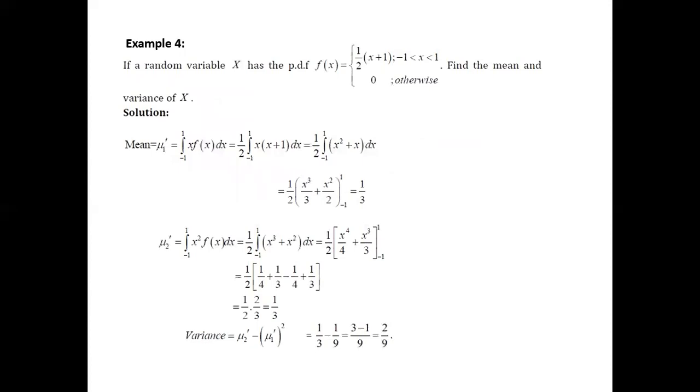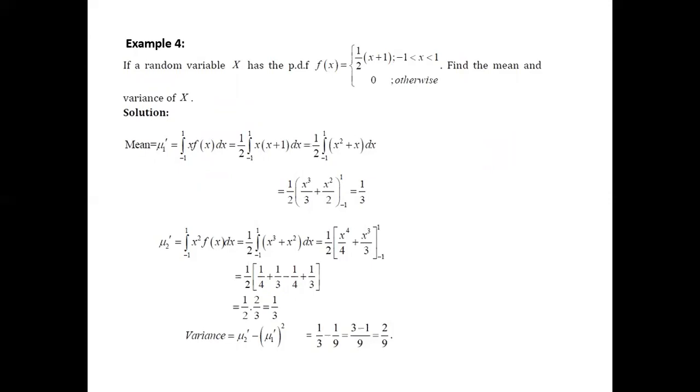If a random variable X has the probability density function f(x) equals 1 by 2 into (x + 1), for minus 1 less than x less than 1, and 0 otherwise, then find the mean and variance of X. The formula for the mean of a continuous random variable X is the integral from minus infinity to plus infinity of x times f(x) dx. For the given function f(x), the mean equals the integral from minus 1 to 1 of x times f(x) dx.